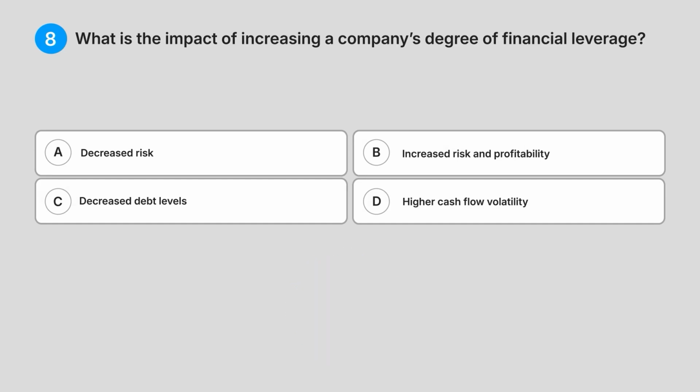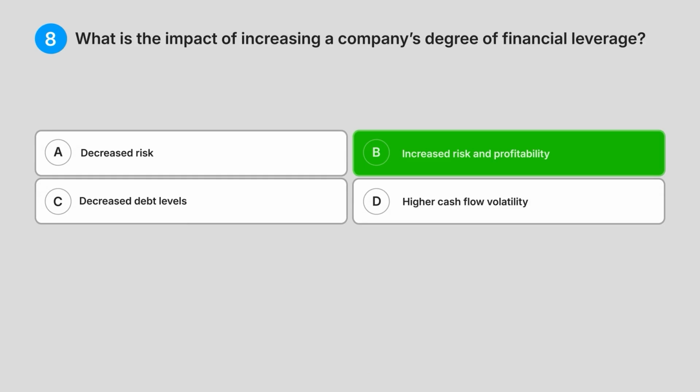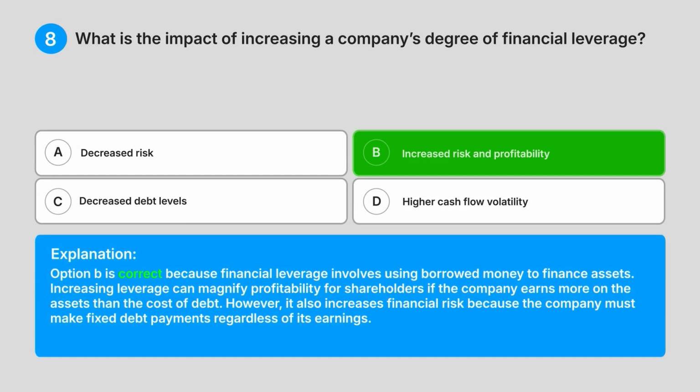Correct answer, B. Increased risk and profitability. Explanation. Option B is correct because financial leverage involves using borrowed money to finance assets. Increasing leverage can magnify profitability for shareholders if the company earns more on the assets than the cost of debt. However, it also increases financial risk because the company must make fixed debt payments regardless of its earnings.